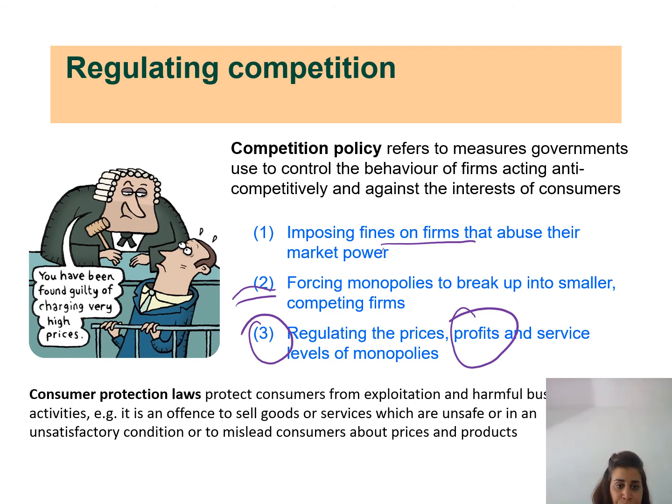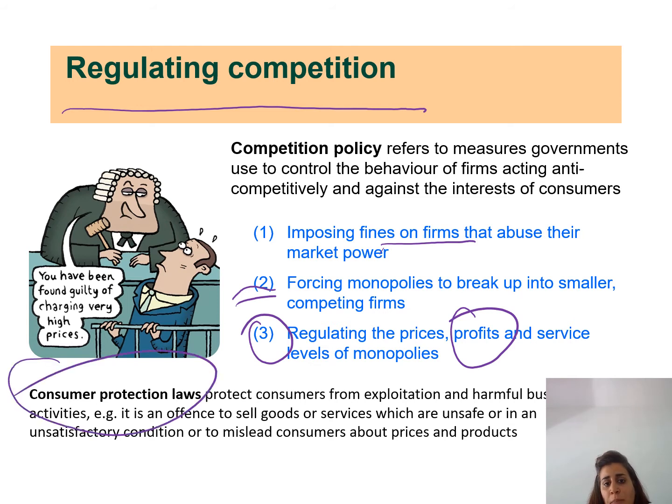Also, when the government wants to create a competition policy in order to regulate competition, they do something called consumer protection laws. It's self-explanatory. It's a law that protects the consumer. For example, it protects consumers from exploitation and harmful businesses. So for example, if a company is misleading consumers about the prices and the product, the government will interfere. They will put a number, for example, on the product. You can call and complain about it, and the government will take care of it.